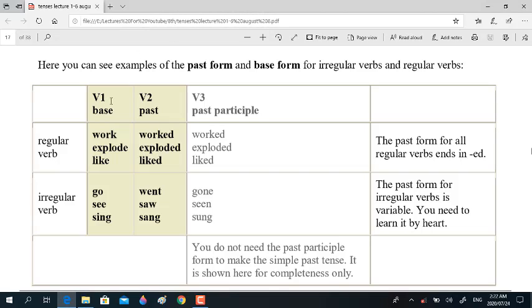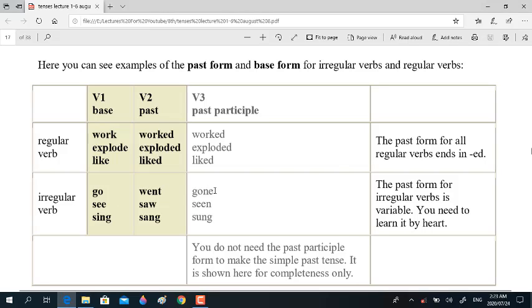V1 means the first form of the verb, the base form, V2 is the past form, and V3 is the past participle form. Regular verbs have an ed ending in their past and past participle, so they are said to be regular verbs, right? So look at them. Work, walked, walked. The past form for all the regular verbs ends in ed, right?